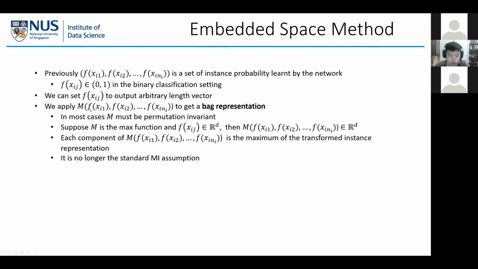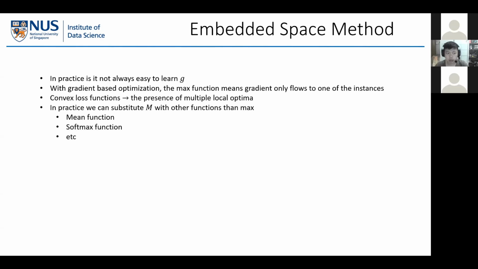Again, this m that we did before is a max function because it must be permutation invariant. It doesn't have to be the max function. You can take average or product or other functions, but in general, this m must be permutation invariant, and usually max tends to work quite well for our example. It is no longer the standard MI assumption, but in this case, we are giving our model a higher degree of flexibility in learning representations to classify the multiple instance learning problem.